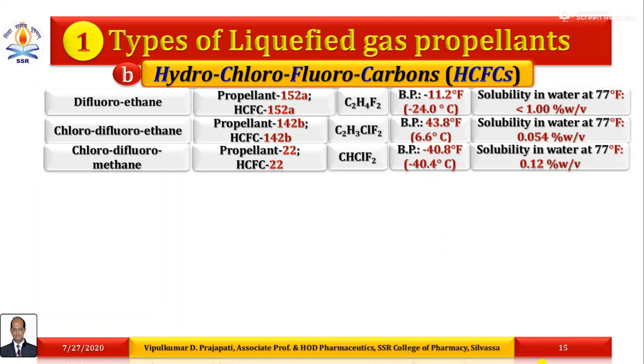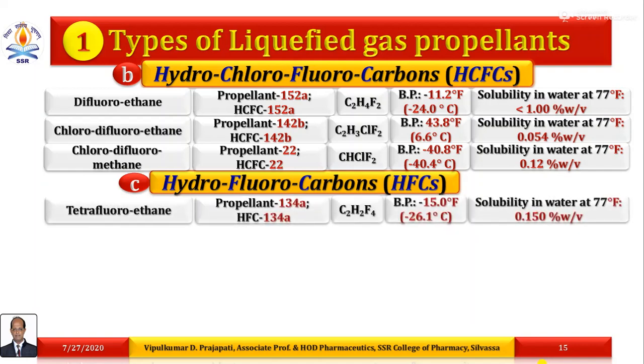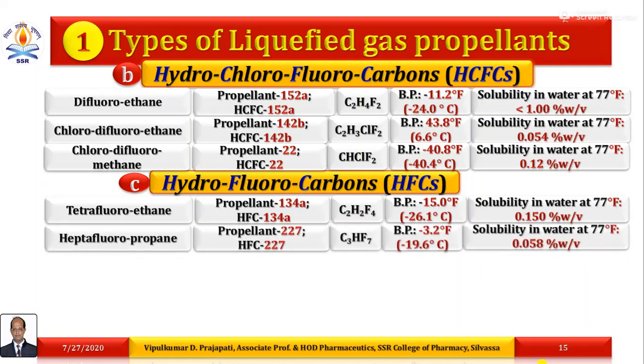Chlorodifluoromethane, known as propellant 22. These are examples of hydrochlorofluorocarbons. Next, the third type of liquefied gas propellants, hydrofluorocarbons, that is hydrofluoroalkanes. Tetrafluoroethane, the numerical designation of this propellant is propellant 134a. Next one is heptafluoropropane, known as propellant 227.